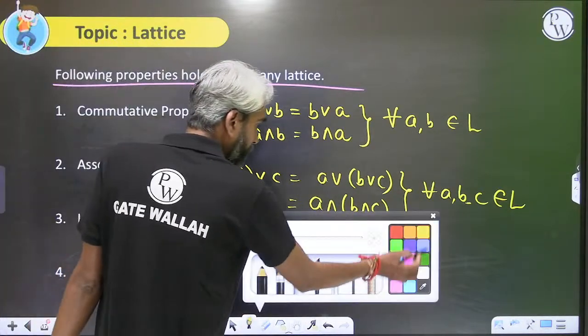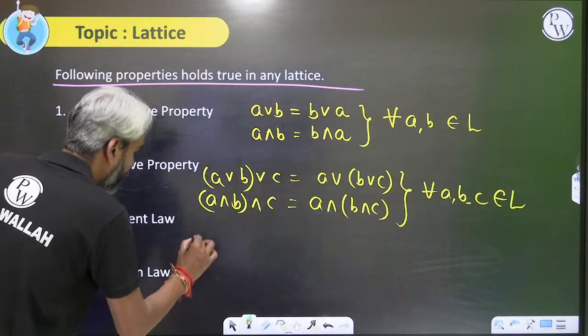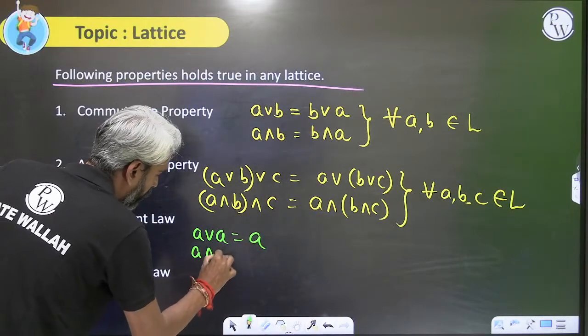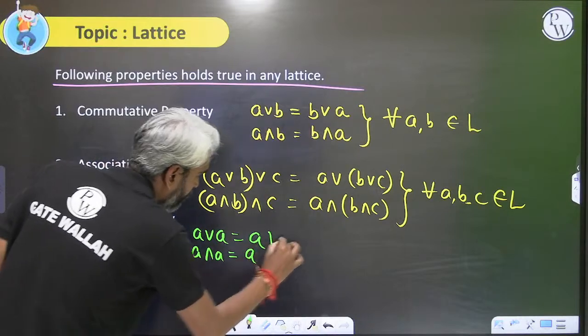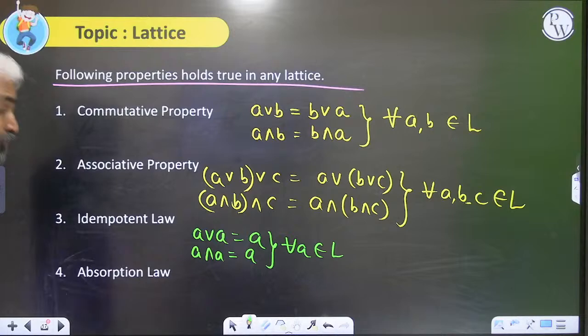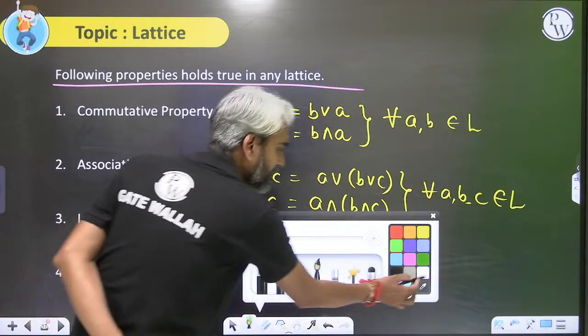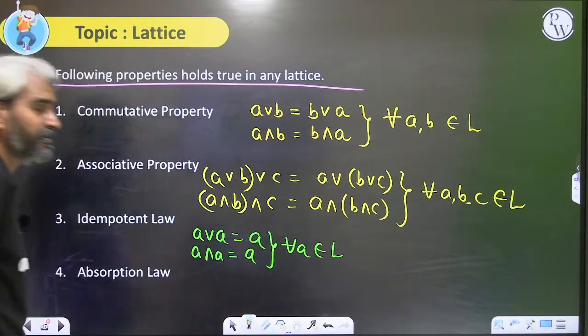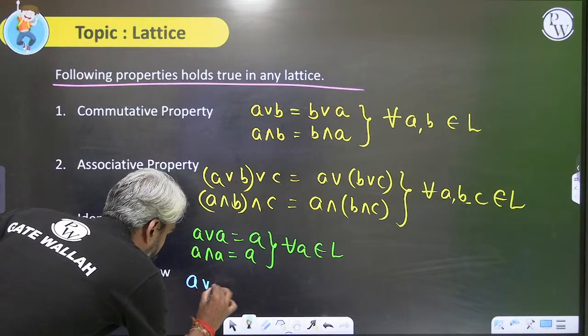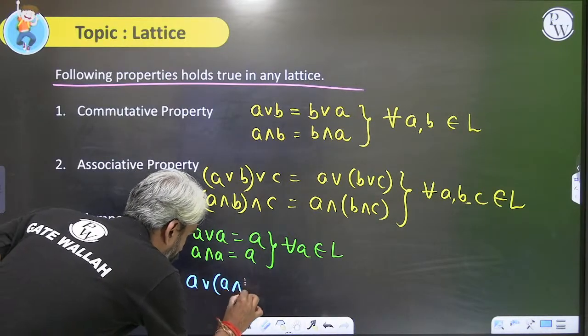Idempotent law, what does it say? It says that if you take the least upper bound of A with A, it will be A. If you take the greatest lower bound of A with A, it will be A, for all A belonging to the lattice. Apart from that, the absorption law. It is exactly the same as the absorption law of digital logic or set theory. What does it say? A, least upper bound with the greatest lower bound of A and B, will be what?